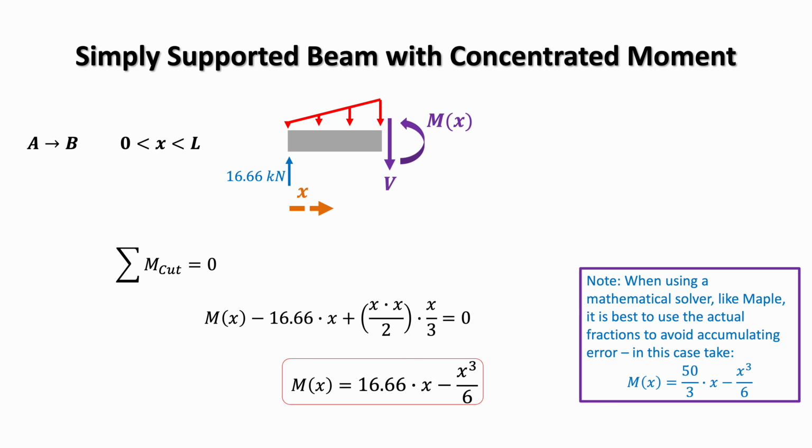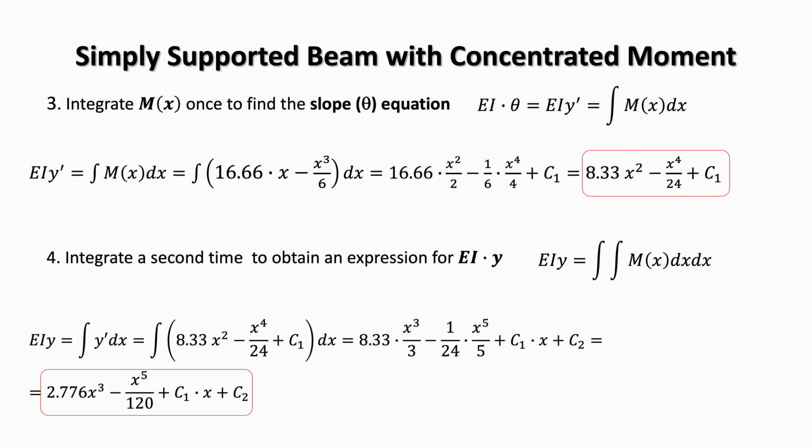Simplifying this, we obtain that M as a function of x, the moment, equals 16.66x minus x cubed over 6. As noted on this slide, if you are using a mathematical solver like Maple, it is actually best to avoid rounded decimals. So in this case, I would write the reaction force exactly as a fraction, like 50 over 3 x minus x cubed over 6. And that is to avoid any rounding errors. So this is the bending moment expression that we can now integrate to obtain the slope and deflection equations. On this slide, we can carry out the two integrations required by the double integration method.